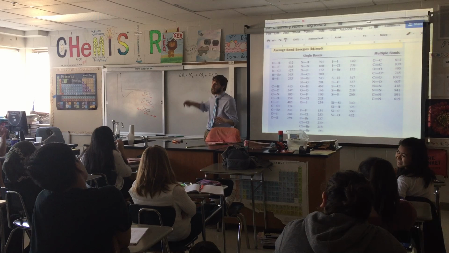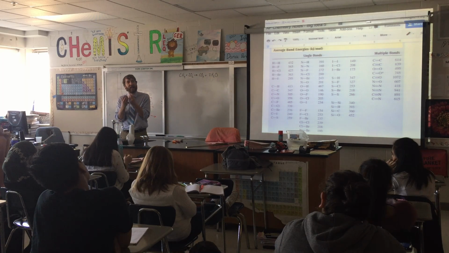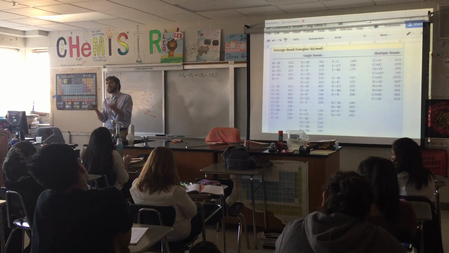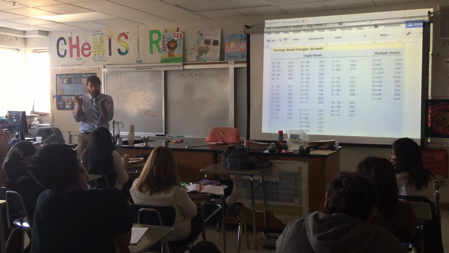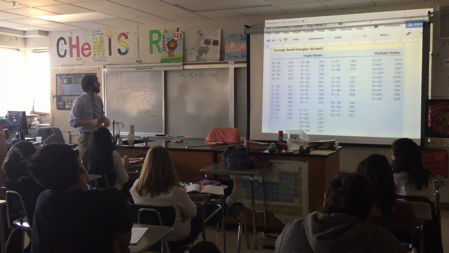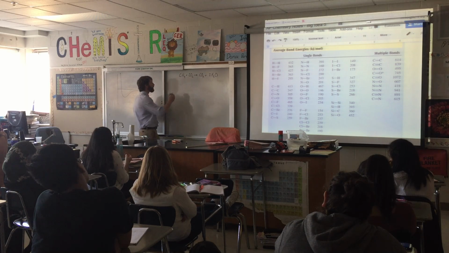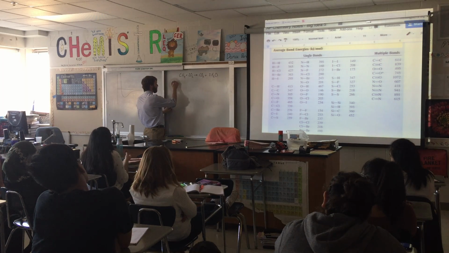Yes, we could go in and we could burn methane. We could transfer the energy change for that burning methane into some water. We could figure out how much the water's temperature changed, MC delta T it, figure out the change in energy for the combustion of methane experimentally. But we can look at what is actually happening.